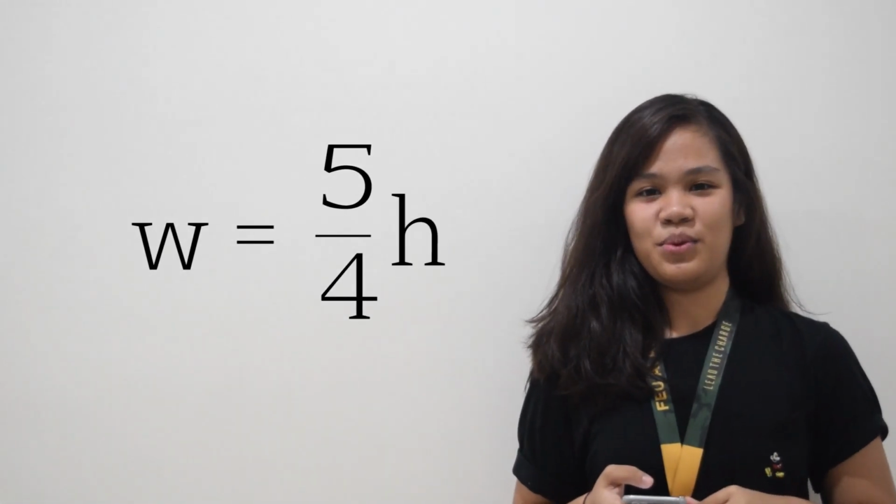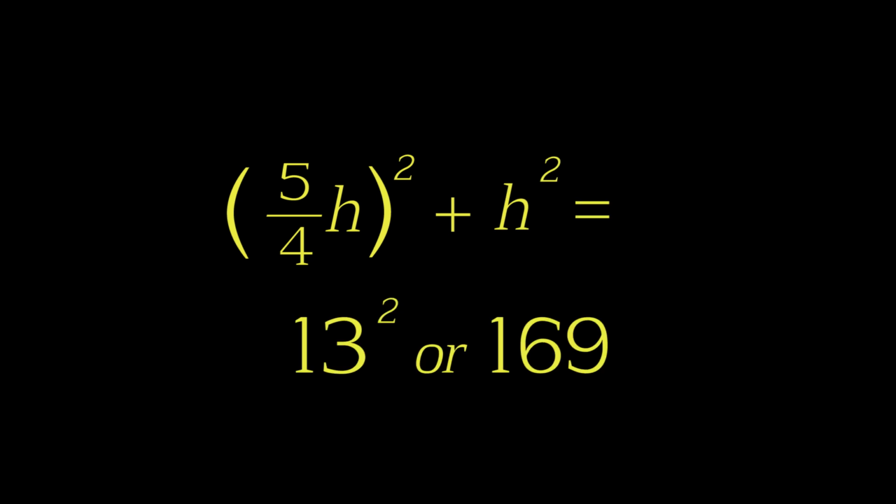So it will be 4 times the length equals 5 times the width. We divide both sides by 4 and the answer will be the length is equal to 5/4 times the width. We'll first look for the width because we cannot find the length without finding the width first. So, the quantity 5/4 times the width squared plus the width squared is equal to 13 squared.